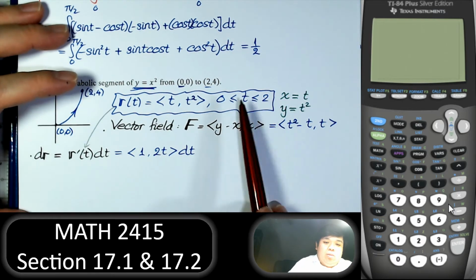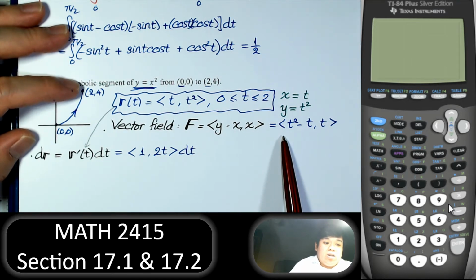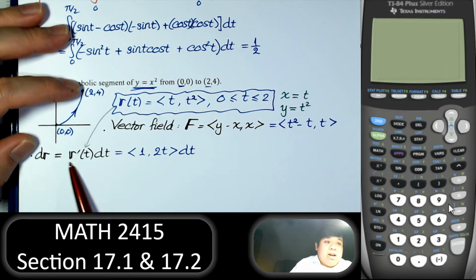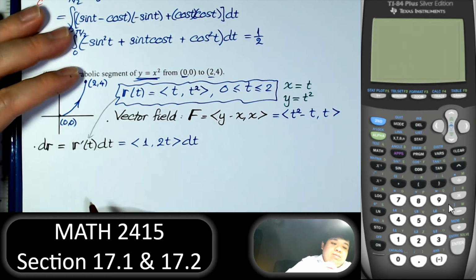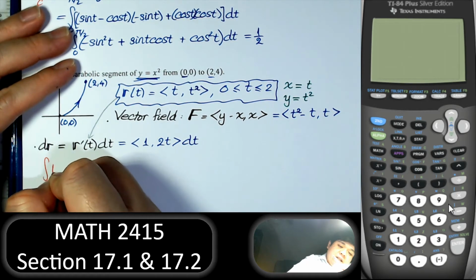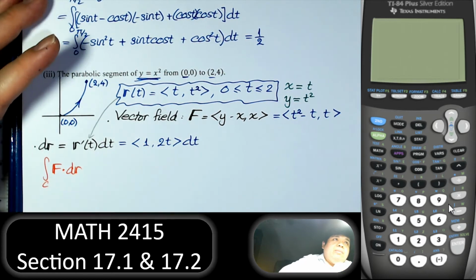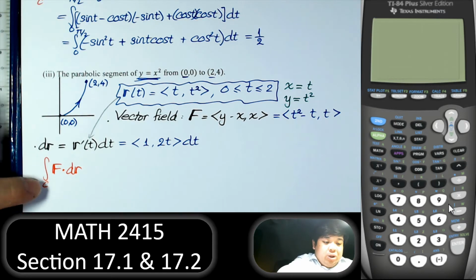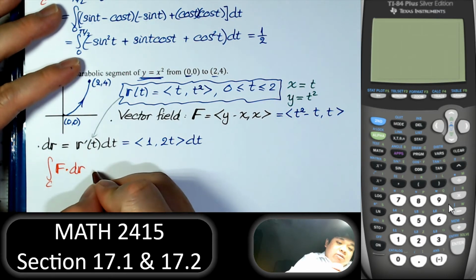Right, so parameterize, find either the vector field or the scalar function, and then either we find the vector derivative or the magnitude of it. But in this case, it's the vector field dot dr. So the notation is very subtle. When we see the vector field, we know that we have to have the line integral in vector form.